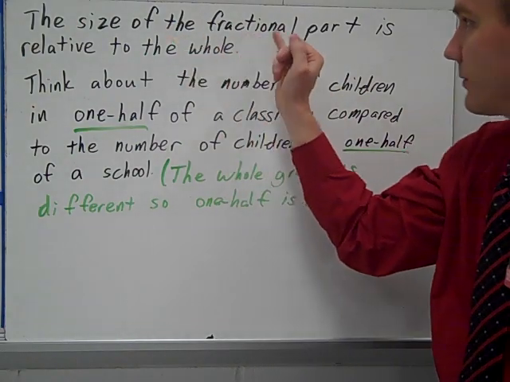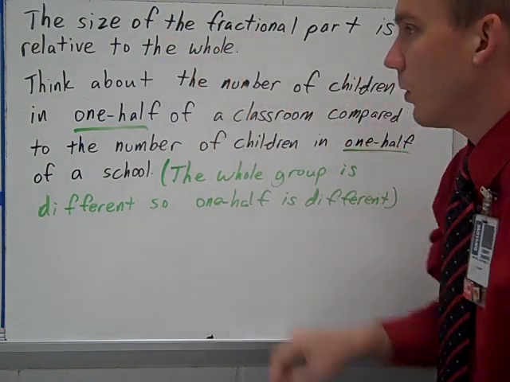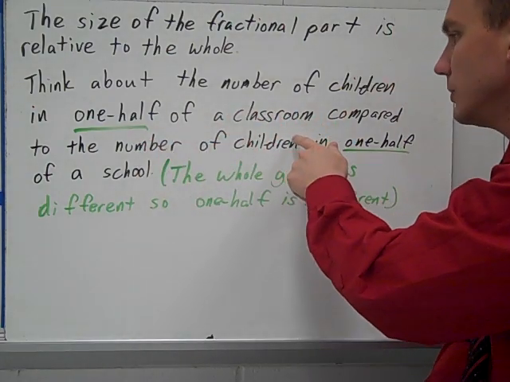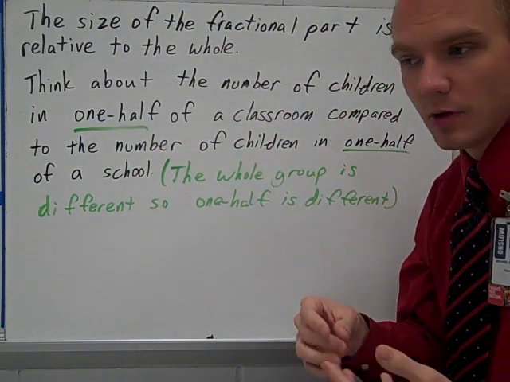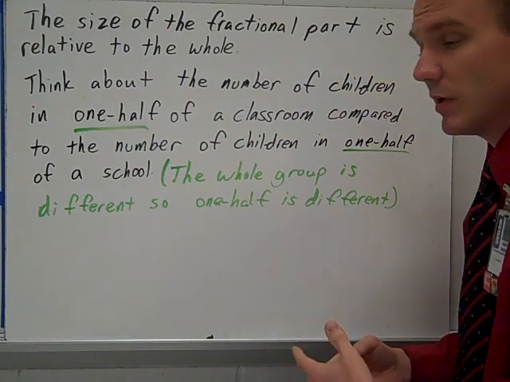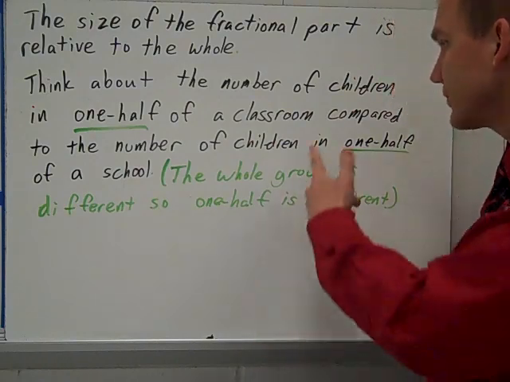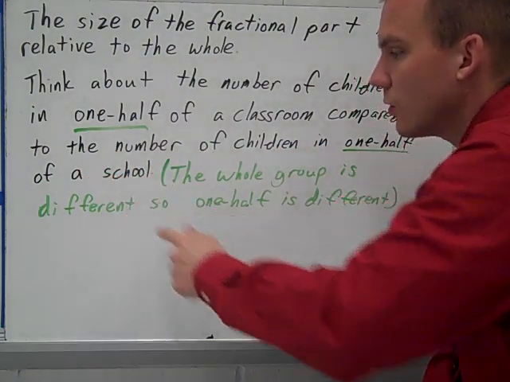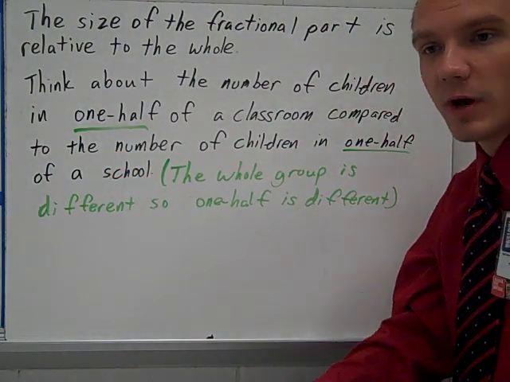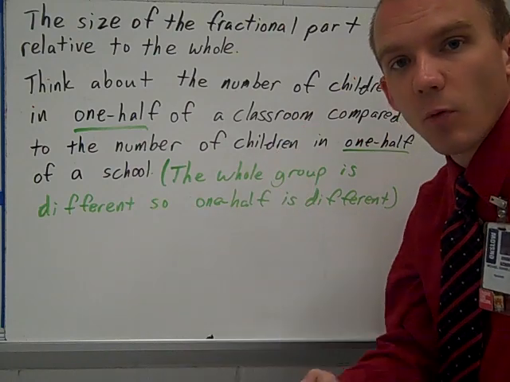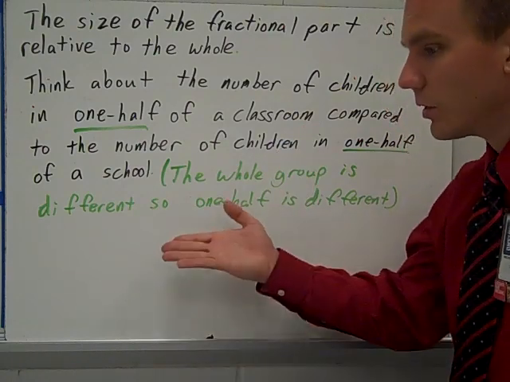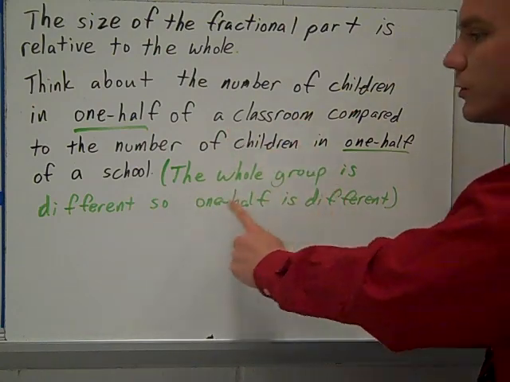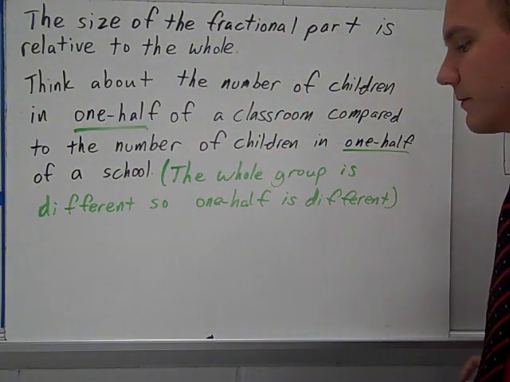Also, the size of the fractional part is relative to the whole. Think about the number of children in 1/2 of a classroom. So in half of a classroom there might be 10, 12 kids, maybe even 15 kids, compared to the number of children in 1/2 of a school. In 1/2 of a school, if you have 800 kids, 400 is half. So 400 to 15, that's a big difference. The whole group is different, so 1/2 is different.